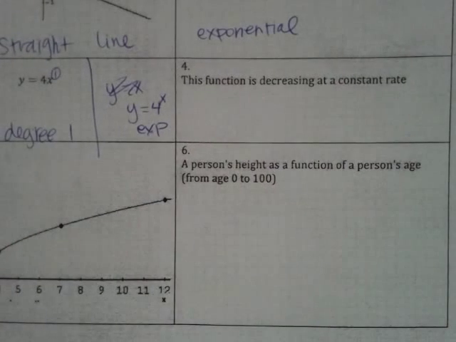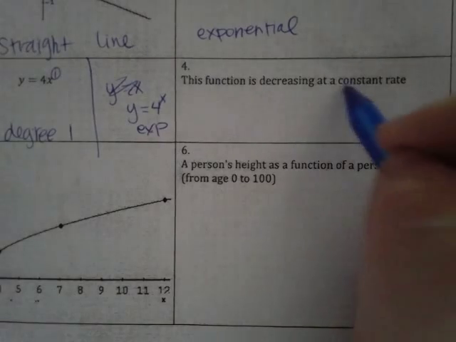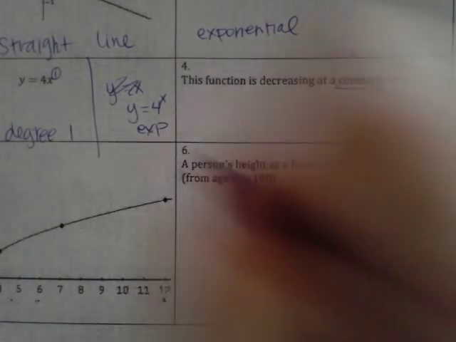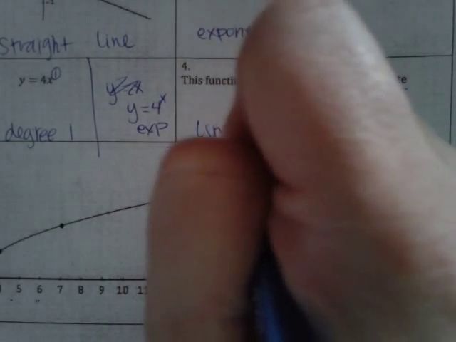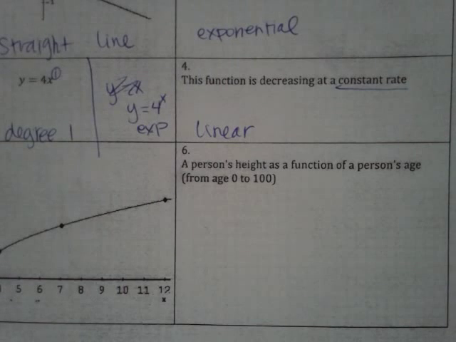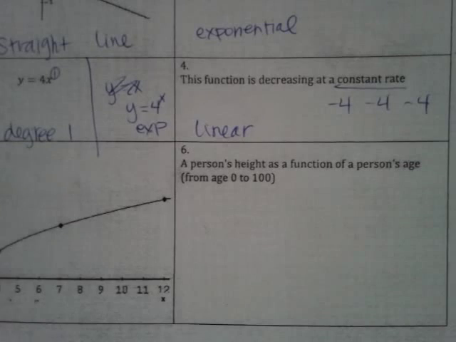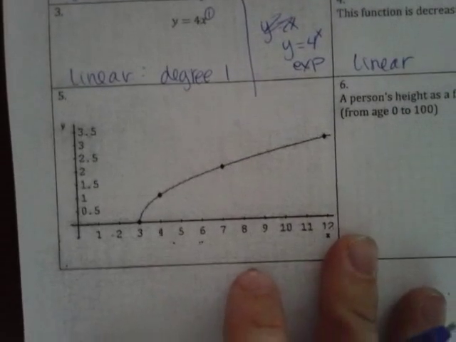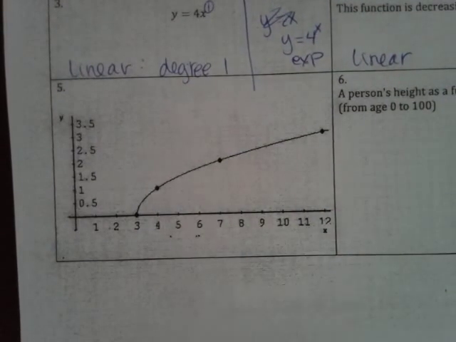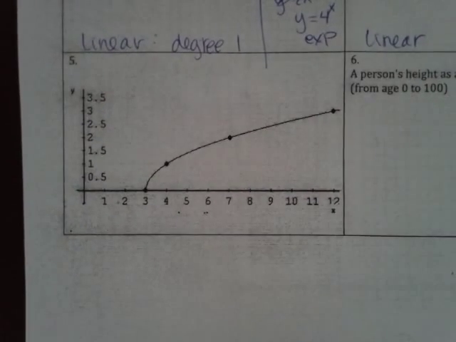Number 4, this function is decreasing at a constant rate. This word right here is the reason why we know it's linear. So when I say a constant rate, that means I'm subtracting 4 every single time, or I'm adding 10 every single time. What about this one? Let's start comparing what the points are first.